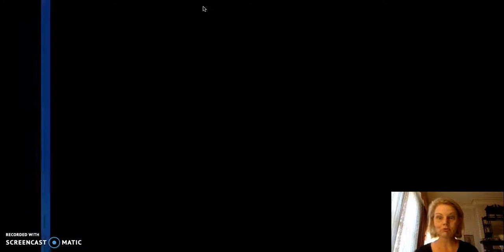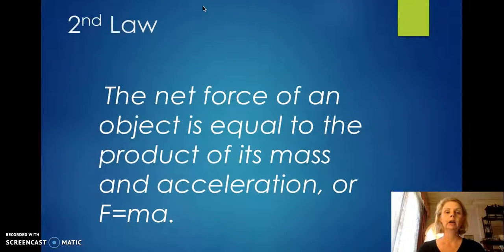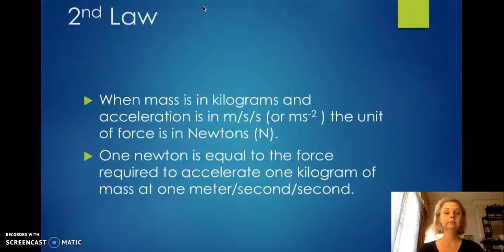Play from current slide. Right, Newton's second law of motion. Force equals mass multiplied by acceleration. F equals ma. The net force on an object is equal to the product, that means multiplied, of its mass and its acceleration, or F equals ma.